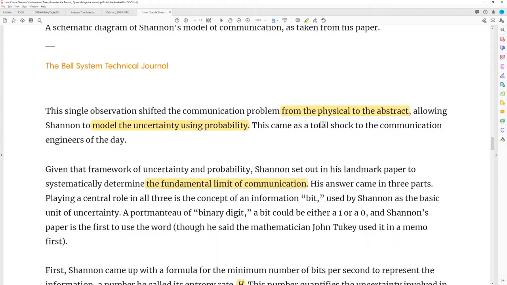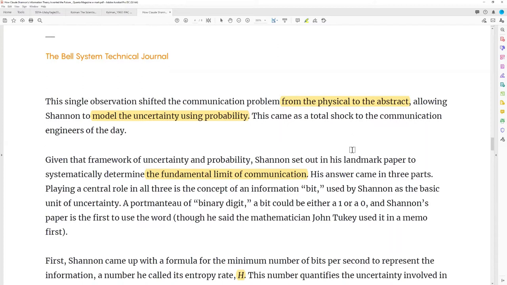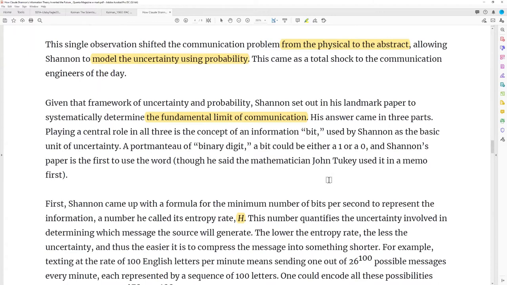And this is a true scientist. The scientist not only makes it work, but also brings it to the level of abstraction. And he modeled uncertainty using probability. At that time, the communication engineers had no idea that they could use probability theory in mathematics to solve their problem. And that's all due to Shannon. Based on probability theory, he was able to determine the fundamental limit of communication.